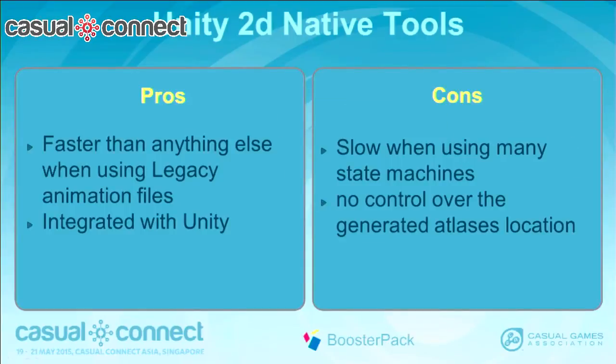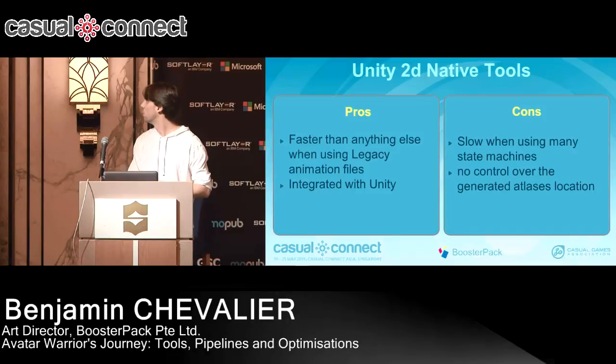It's really good. And the Unity 2D native tool is super fast if you use the legacy system. For example, on the collectibles in the game, we were using the legacy mechanism system with the new native sprite animation from Unity, but it's very slow. Actually, you can't really do that. The state machines are very slow.